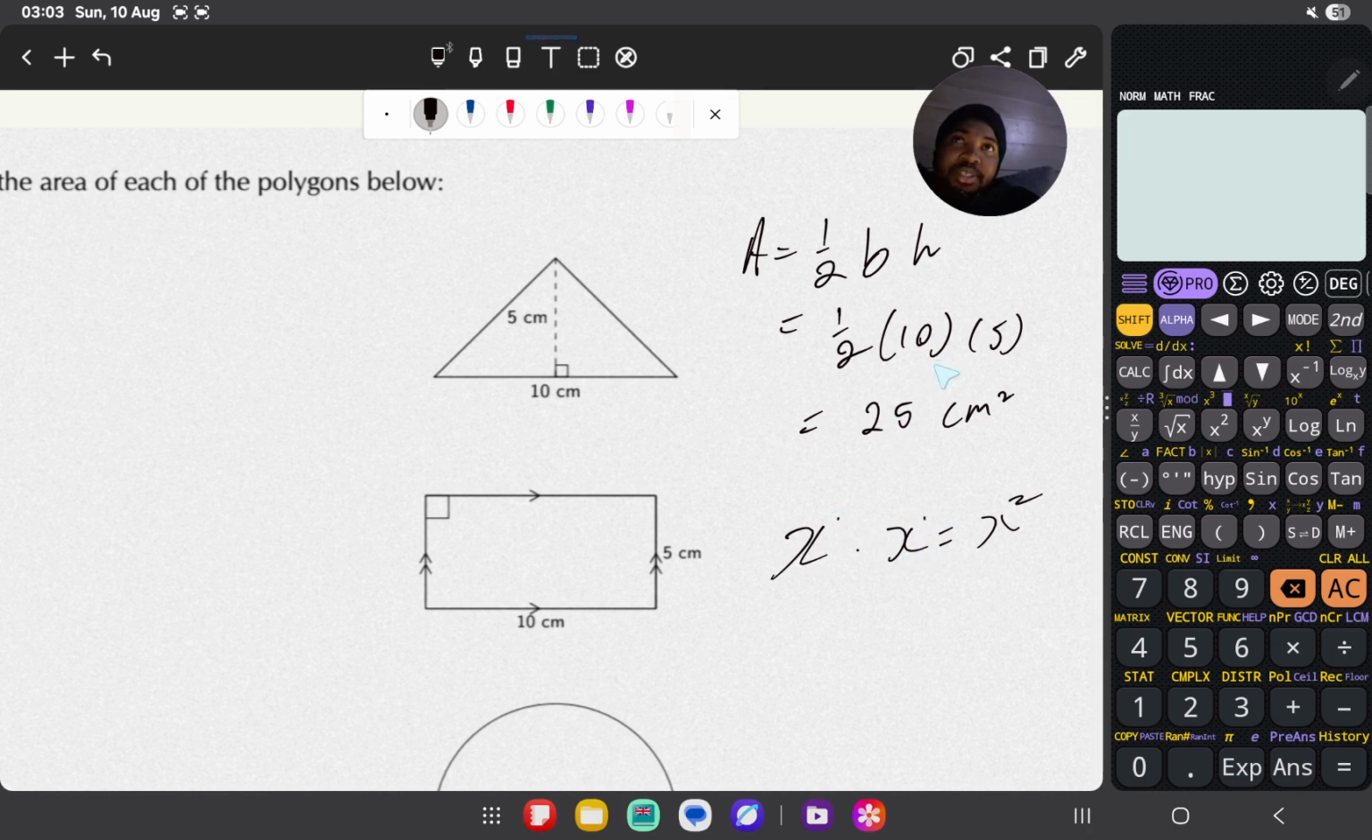So we have 10 centimeters times 5 centimeters, so the 10 and the 5 and the half gives us 25, and the centimeter from here times the centimeter from here gives us centimeter squared. It's the whole idea. Here you have, remember, formula is breadth times height, which is 10 times 5, which is 50 centimeters squared.